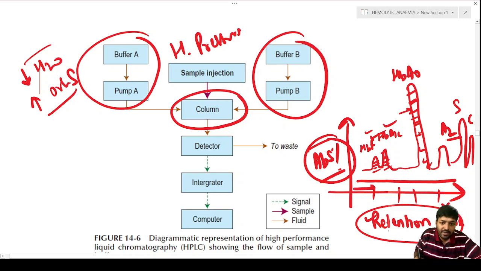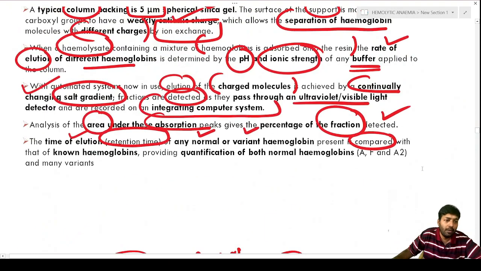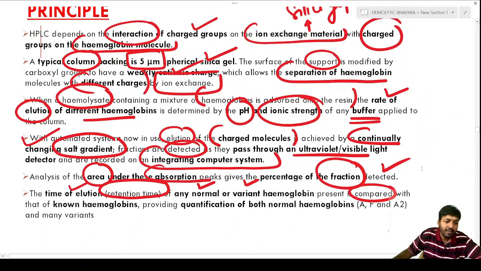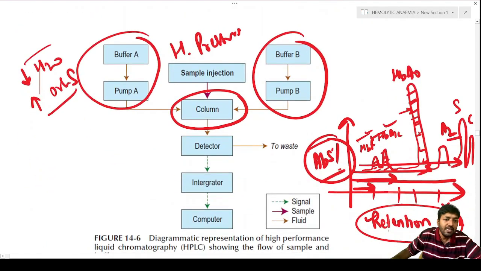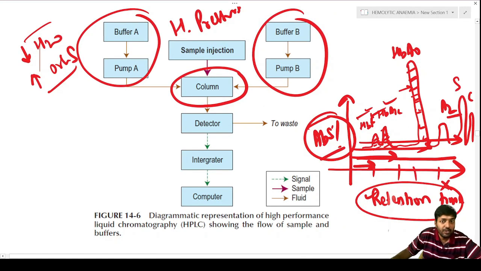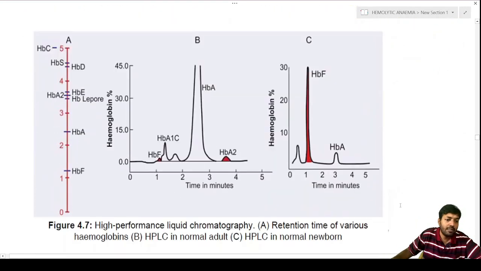So the lesser the retention time, the lesser the time spent, so they will come first. Someone who spends more time will come later, and someone who spends even more time will come after that. So the retention time is the time that is spent in the column. A very important thing is that we are also able to quantify both the normal, that is HbF and HbA2, as well as the variant, by the method of area under the curve. So this is the principle of working of the HPLC. I hope you have understood this concept very well.